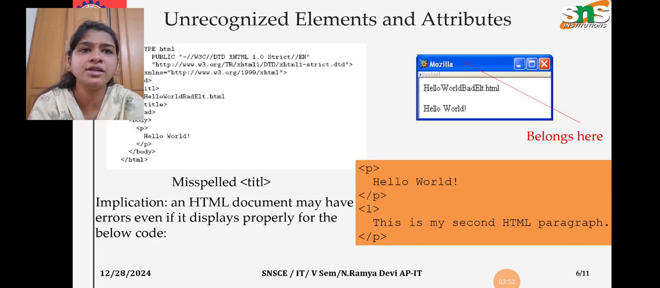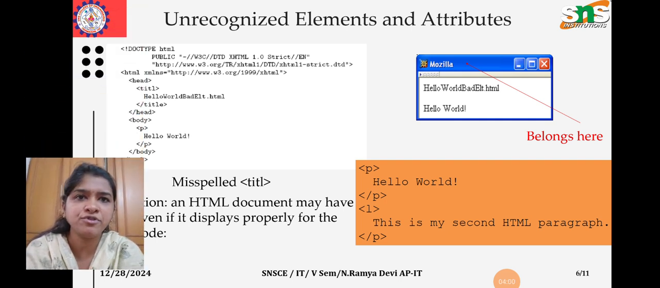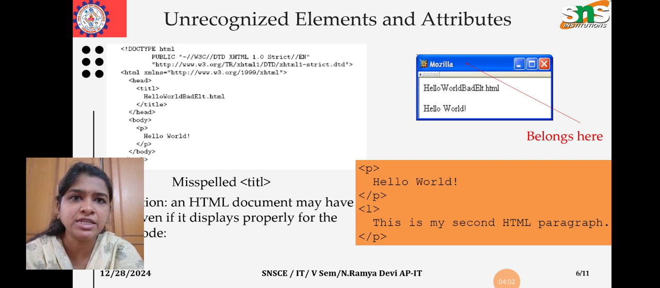Next are unrecognized elements and attributes. If you misspell some of your HTML element tags, for example for title we have not given title but a misspelled version, it will not recognize that element, and it will not show hello world bad elt.html as your title in your output.